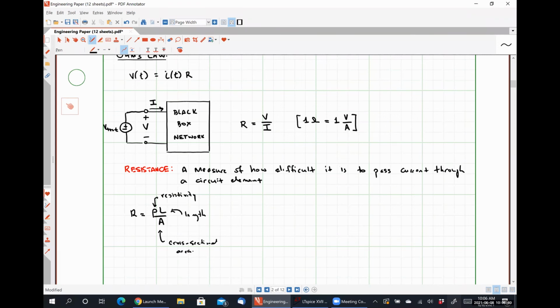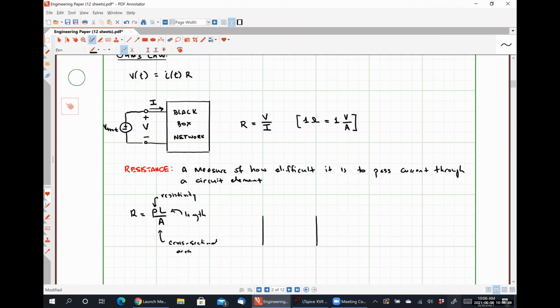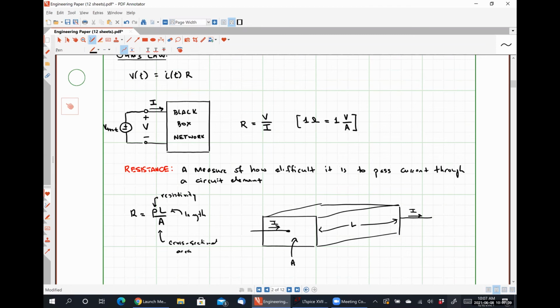So, for example, if I had a bar of a certain type of material, like so, and I was attempting to pass current into this front face and have it come out of this back face, the resistance of this bar would depend on this dimension, which is the length of the bar, as well as the cross-sectional area of the bar, which is the face that the current is flowing into, as well as the material that the bar is made of.